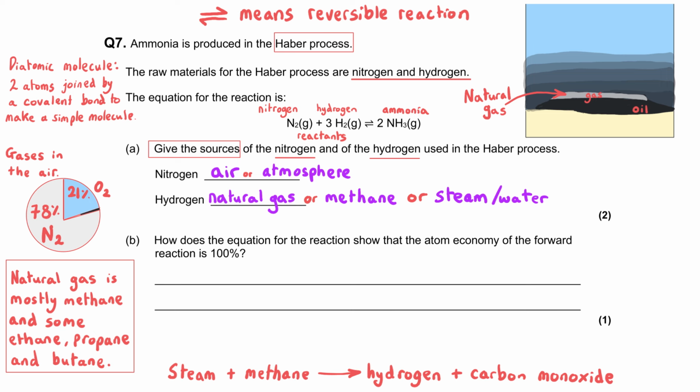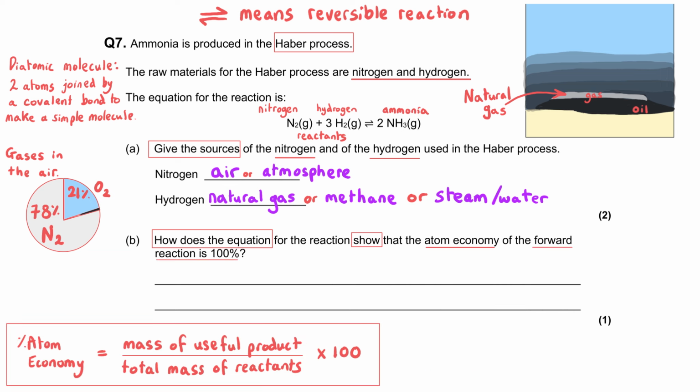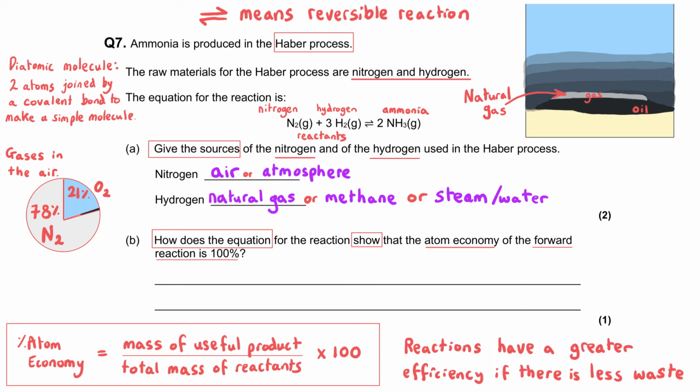And then the question says, how does the equation for the reaction show that the atom economy for the forward reaction is 100%? Atom economy, usually expressed as a percentage, is a measure of how efficient a chemical reaction is. And this efficiency is based on the mass of the atoms that we've paid our money for at the beginning, so the nitrogen and the hydrogen in this case, and the conversion of those atoms into useful products, the ammonia.